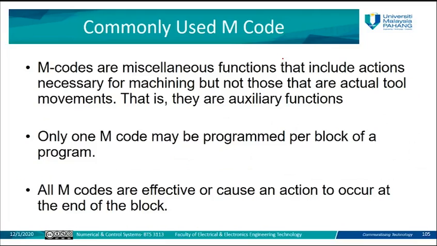Now we are going to highlight some of the commonly used M codes, and we said M codes are used for miscellaneous functions. That means I want to switch on or switch off some functionality of the machine, or the coolant system, end the program, exit the program, and so on. We use the M code here to make it different from the G code, which is for preparatory functions.